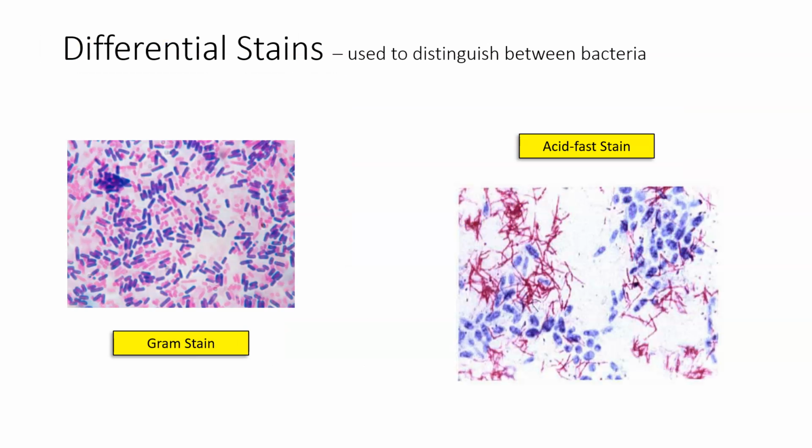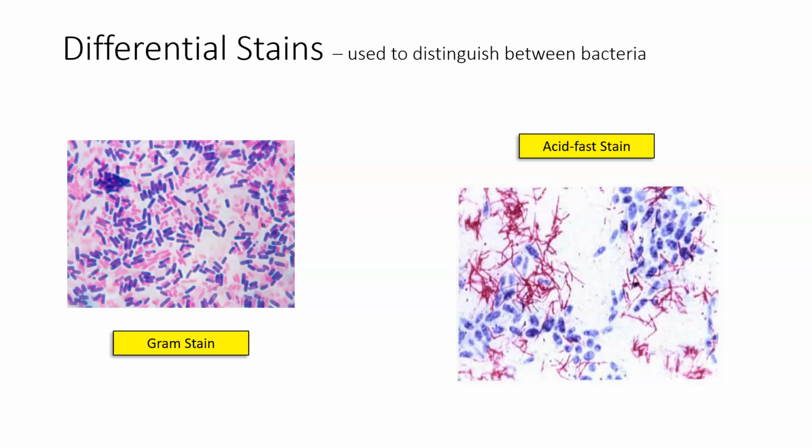Differential stains. If simple stains are used to basically make the cell a single color, we can also use differential stains, which are used to distinguish between two different types of bacteria, or bacteria that have two different types of anatomy, or bacteria that have or lack a specific structure. One of those differential stains is called the gram stain. Another one is called the acid-fast stain. We will do both of these techniques in the lab.